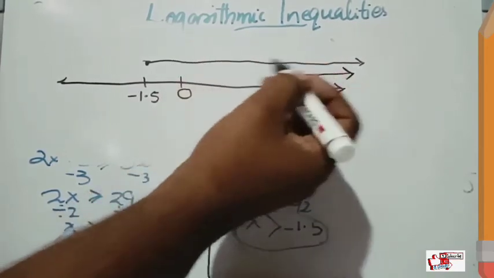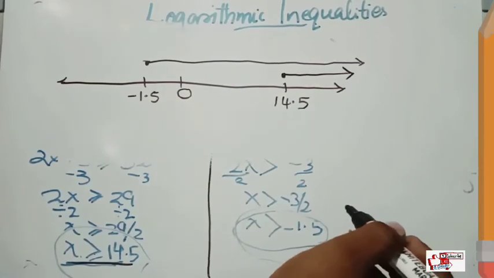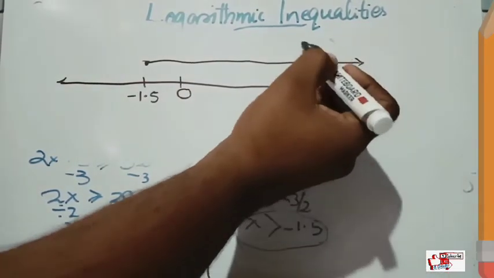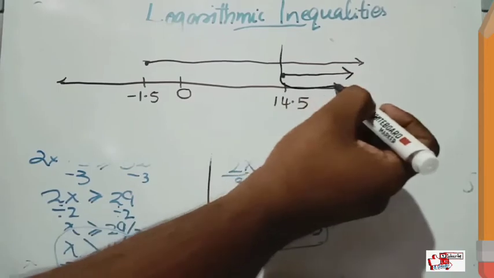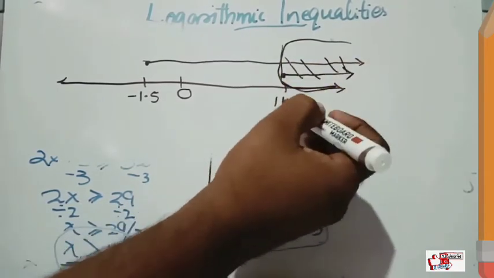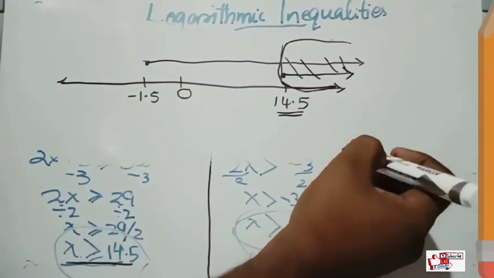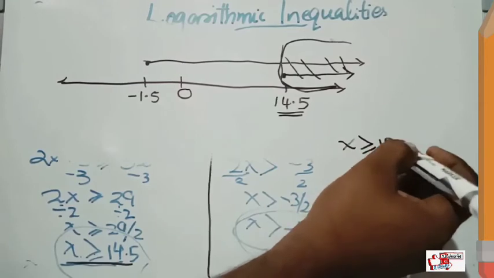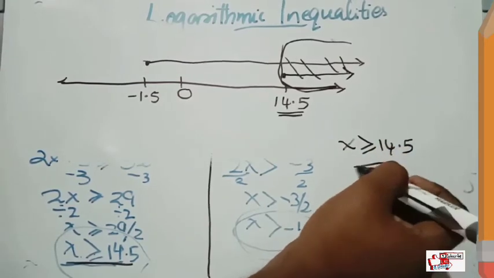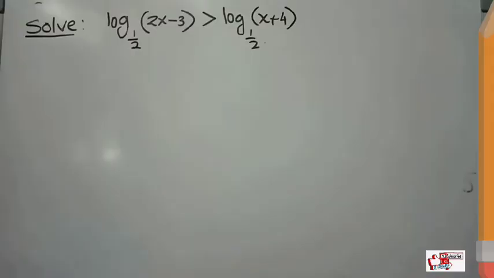Now let's see which is the common region of both these lines. Where do you find the common region of both of these lines? Yes, from here now, both the lines you could find. What is the region? x greater than or equal to 14.5. Therefore the solution is x greater than or equal to 14.5. You got how to find this? It's a bit difficult to understand, so let's go for another question.